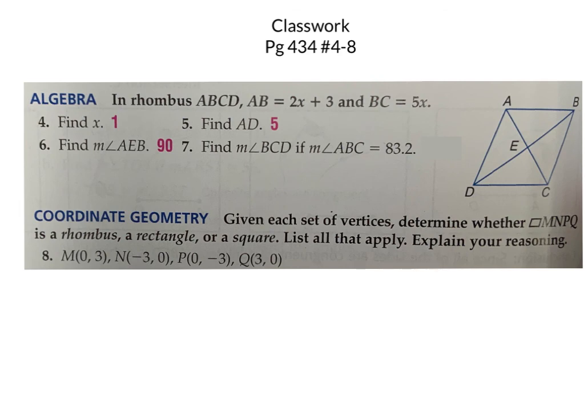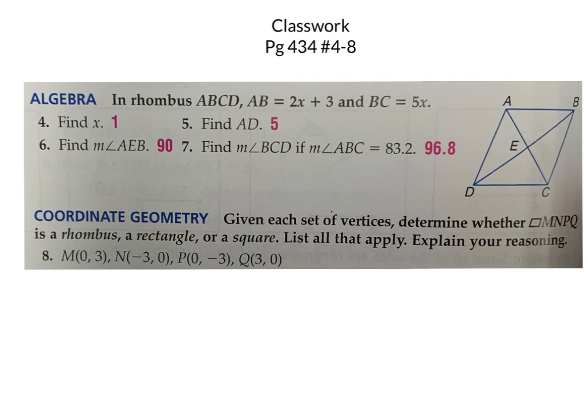Find the measure of BCD if ABC is 83.2. All right, so what do we know about parallelograms in general? Consecutive angles do what? Add up to 180. So you should have gotten 96.8 there.